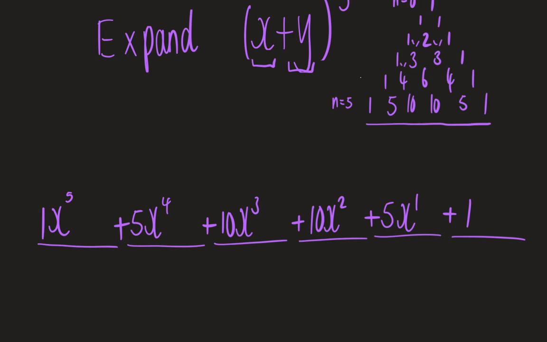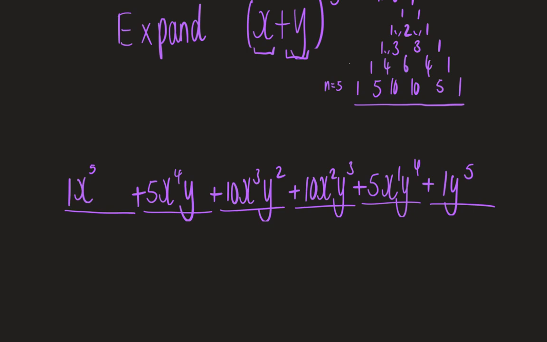And then we do the same thing with y. Again, we start at y to the power of 0, which is 1, so we don't need to write it. And then we have y to the power of 1, y to the power of 2, y to the power of 3, y to the power of 4, and y to the power of 5. So we've expanded. Our final step now is just to simplify this.